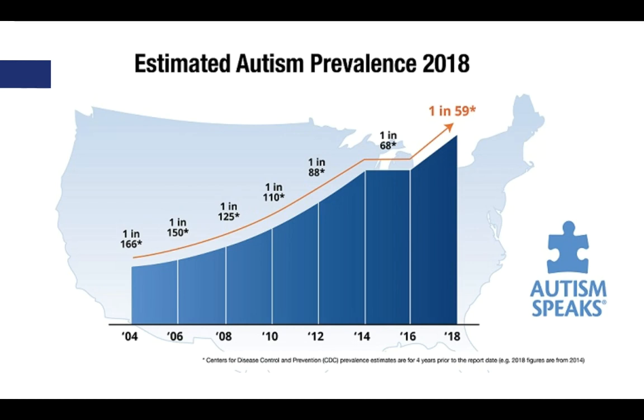ASD also co-occurs with other developmental, psychiatric, neurological, and chromosomal or genetic disorders. Co-occurrence of one or more developmental disorders with a child with autism is 83%, so it's pretty high. A co-occurrence of one or more psychiatric disorders is about 10%, so much lower, but still prevalent.